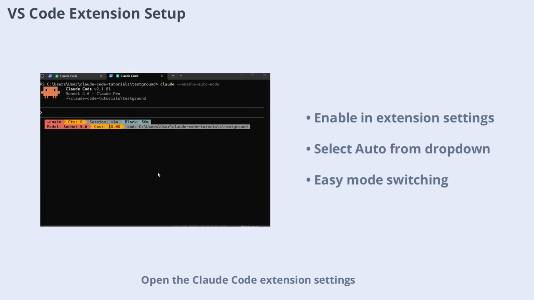If you prefer working in Visual Studio Code, enabling Auto Mode is just as easy. Open the Claude Code extension settings and enable Allow Dangerously Skip Permissions. This also unlocks Auto Mode in the UI. Next, click the Mode indicator at the bottom of the prompt box and select Auto from the drop-down menu. The VS Code labels map directly to the permission modes, making it simple to switch between them as needed.